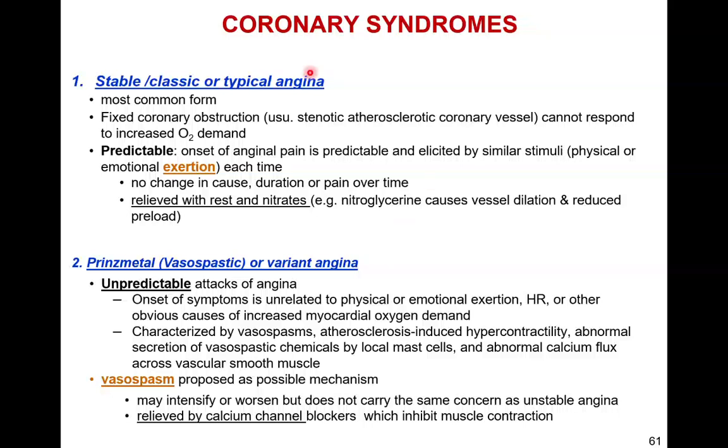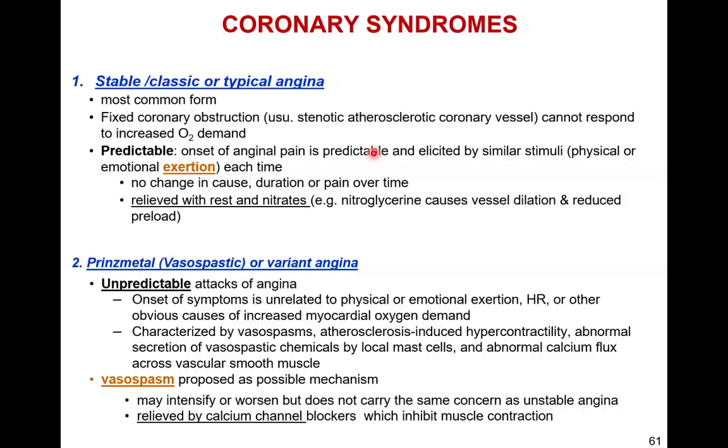So I talked about stable angina, what triggers it, what relieves it, what's the risk, and variant angina, variant because it's unpredictable when compared to stable angina. The mechanism really doesn't appear to have anything to do with the presence of an atherosclerotic plaque, but more about spasming in the walls of the vasculature supplying the heart.